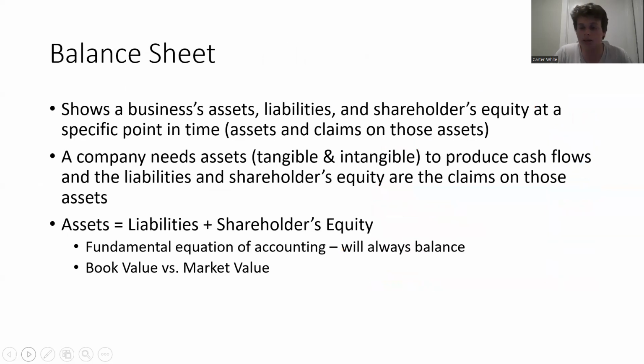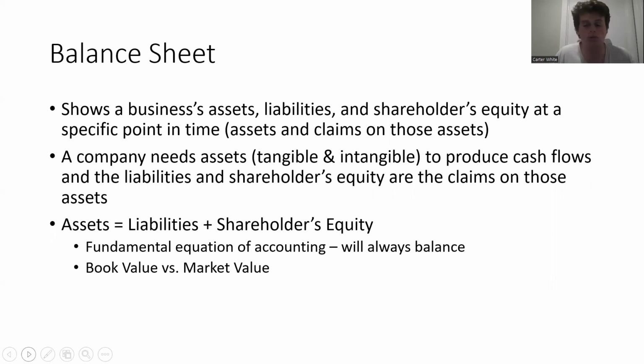The balance sheet is another financial statement, right? It is showing a business's assets, liabilities, and shareholders' equity at a specific point in time. So essentially, the assets a company has, an asset is just anything with economic value, and the claims on these assets. And the claims could be like an equity holder, or someone that has a liability, or someone that a company owes something to, like a debt holder. That would be a liability. So a company needs assets, either tangible or intangible, to produce cash flows, and the liabilities and shareholders' equity are the claims on those cash flows. I've been talking about that a lot in past videos. Basically, that's how I would describe it.